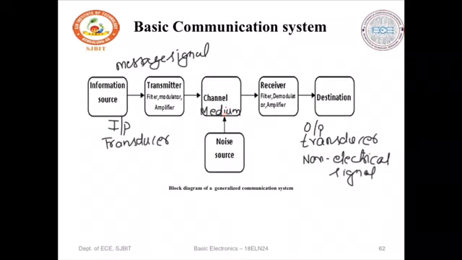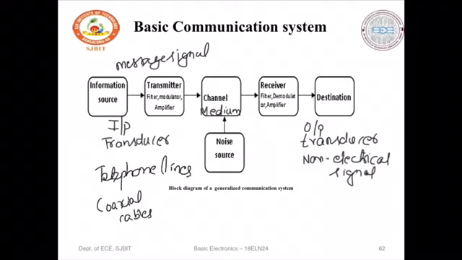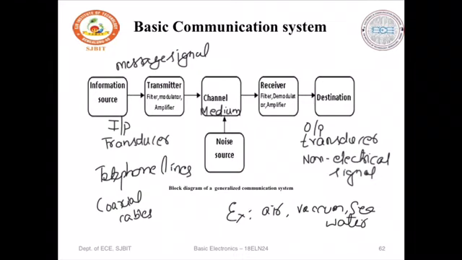If I want to list some examples of wired channels, I can list telephone lines. Telephone lines are an example of wired communication. Similarly, coaxial cables are one more example of wired communication. And for non-wired communication, I can give the example of air or vacuum, or seawater. These are the examples that can be taken for non-wired communication.